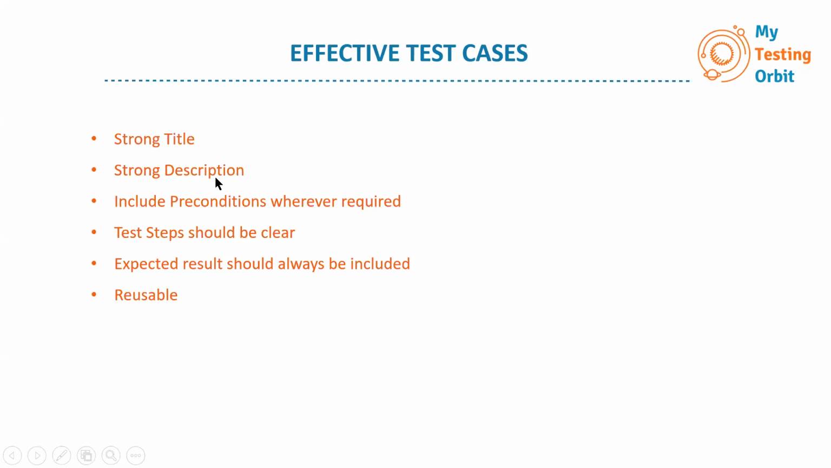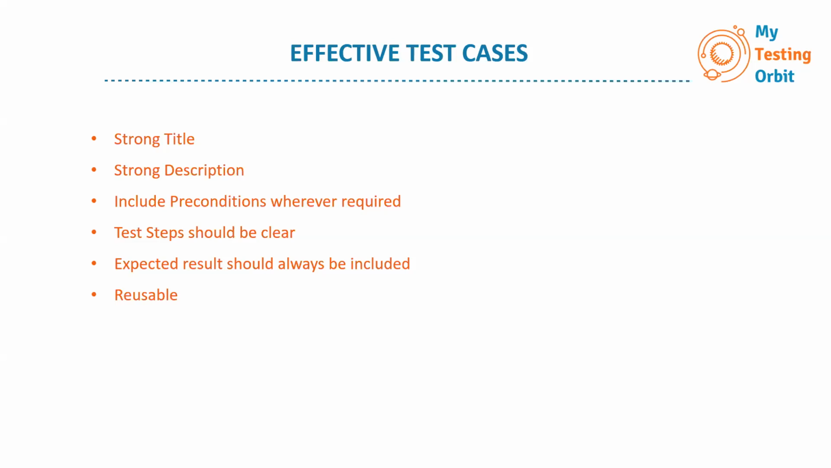So just like the title, we also need a strong description. Now, what do we write in the description? The description should tell the tester what they are going to test. It has to be something between the title and the test steps. So the description would not be as detailed as the test steps and not as short as the title. The description would state what we are going to test.